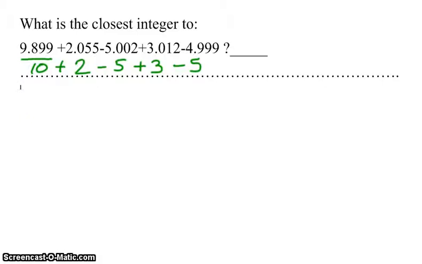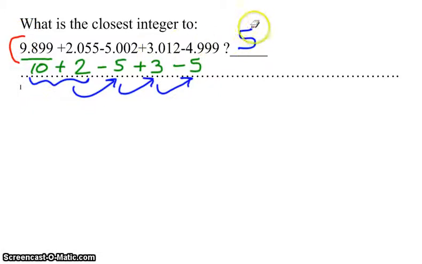So all we really have to do is add these numbers together. 12 minus 5 is 7, plus 3 is 10, 10 minus 5 is 5. If you go back and actually do the calculation using a calculator or longhand, you will get an answer that's very close to the integer 5.